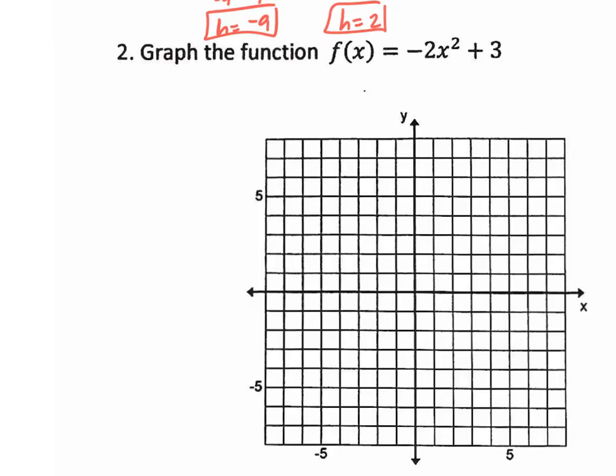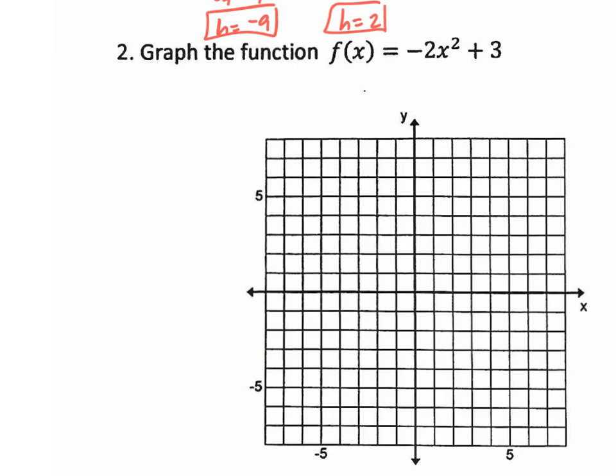Number 2, graph the function. This is something we've tested on most recently. This is a quadratic function. It is a parabola. There's several things we could know about this parabola just based on the a value. If the a value is positive, it's opening up. If the a value is negative, it's opening down. So in this case, it's going to open down. Let's go through the steps here.